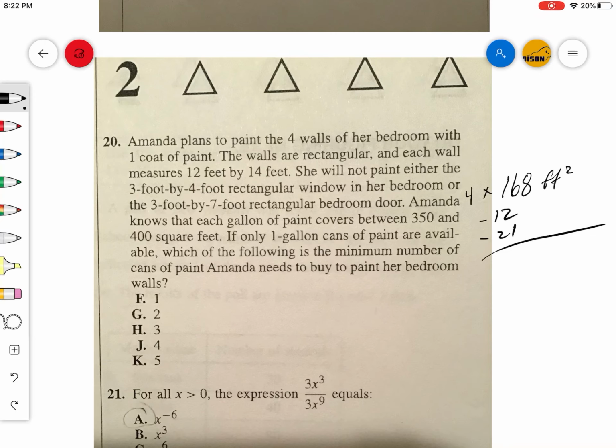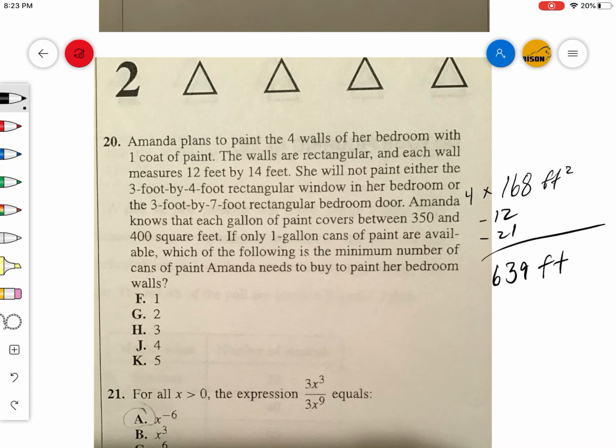But we have 4 of those 168s. So I'll do 168 multiplied by 4. I'm going to take off 12, and I'm also going to take off 21. So 639. 639 is the total area that she's going to have to paint. She knows that each gallon of paint will cover between 350 and 400 square feet. So if only 1 gallon cans are available, how many is she going to need? Let's say 400.